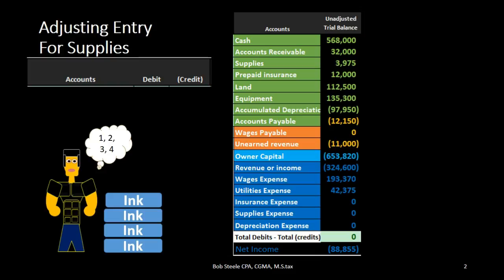For example, the adjusting entries will all be at the end of the time period, the end of the month, or the end of the year. And if we take a look at the supplies account, we also know that typical adjusting entries will always have an account in the balance sheet section. In terms of the trial balance, that's going to be somewhere up above this owner's capital account. So if we look for an account on the trial balance related to this supplies on the balance sheet, we could say, how about supplies?